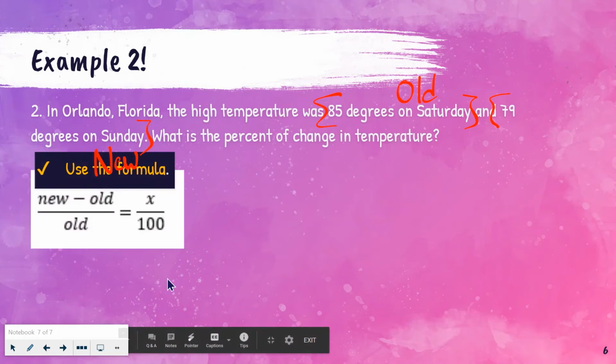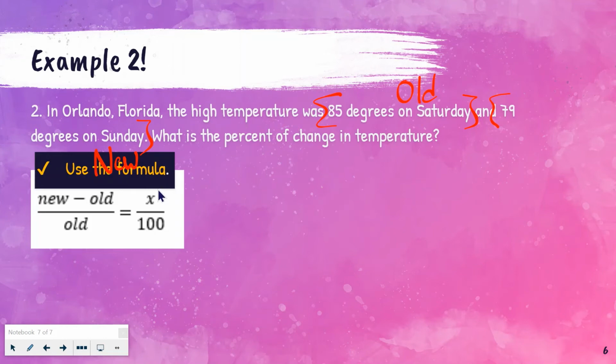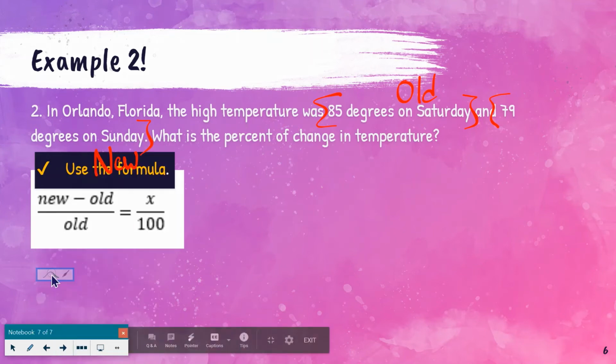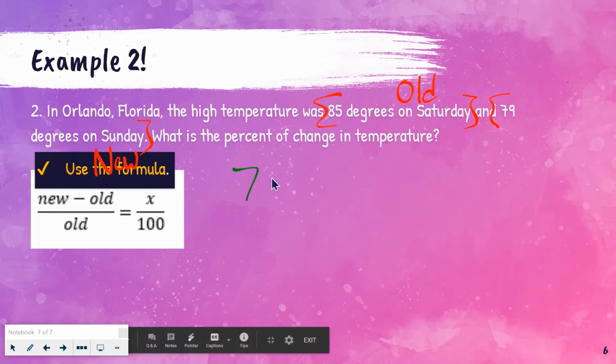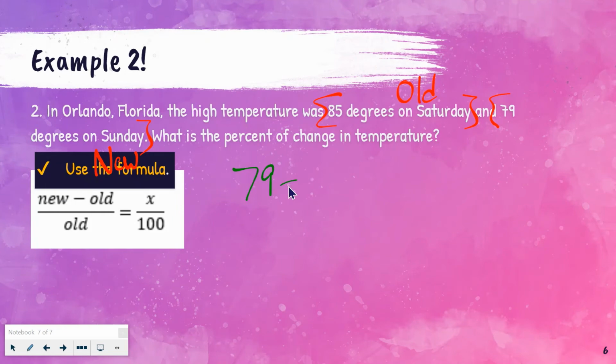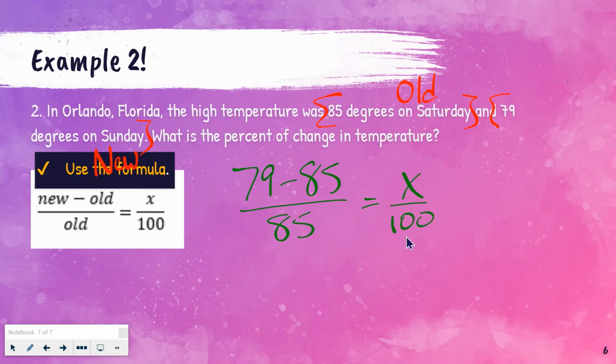Again, I'm going to use this formula. New minus the old divided by the old equals some percent of change over 100. So the new one is 79 minus the old one, which is 85, divided by 85 equals x over 100. So I'm going to subtract on top. That's going to give me a negative 6 over 85 equals x over 100.